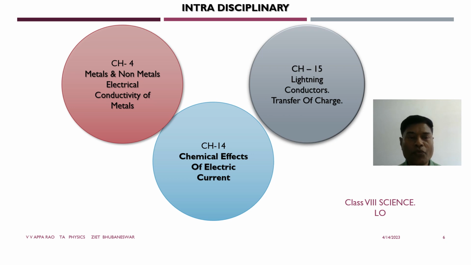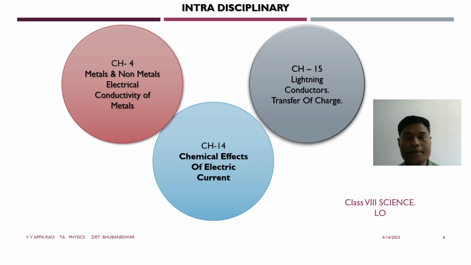Intradisciplinary, chapter 4, metals and non-metals. The metals and non-metals have various properties. One of the properties is electrical conductivity of metals, thermal conductivity of metals. In chapter 14 of the same class, chemical effects of electric current.